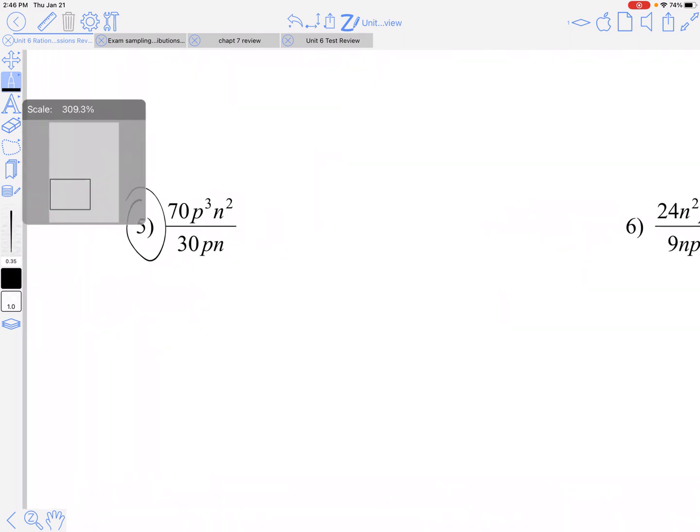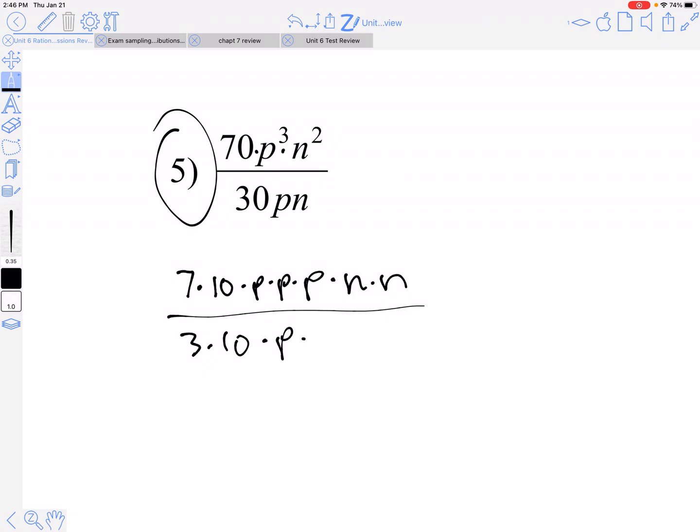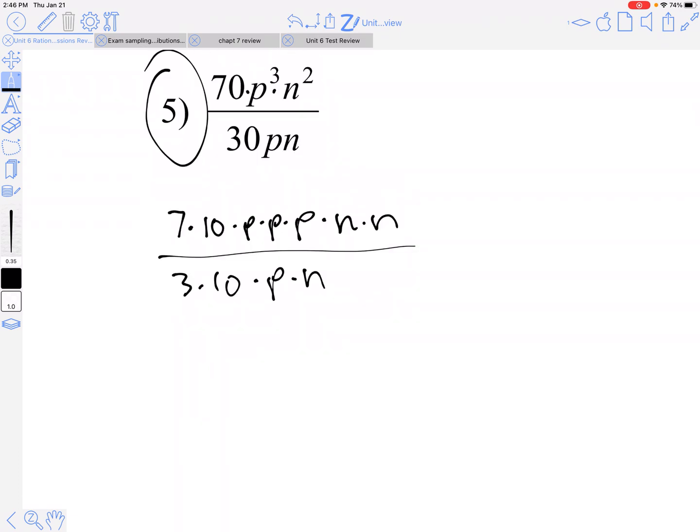5, very similar. But it is only held together by multiplication, so I'm actually good to go. But I'm going to break it up a little bit more. 7 times 10 times p times p times p times n divided by 3 times 10 times p times n. I'm going to do the excluded values right now, so I'm going to break it up a little bit.